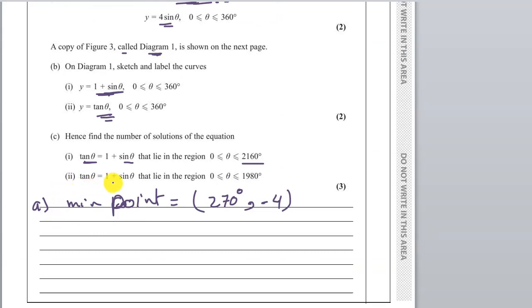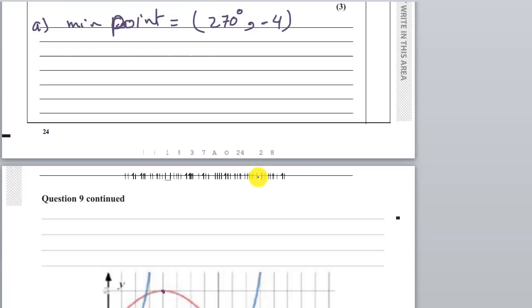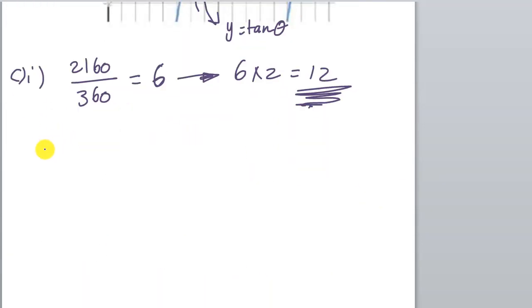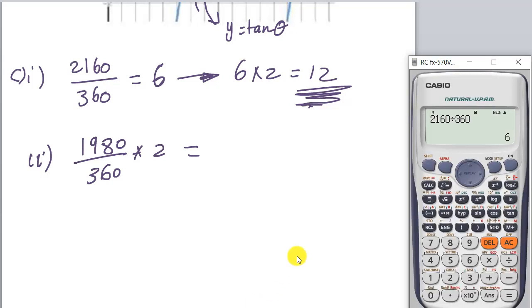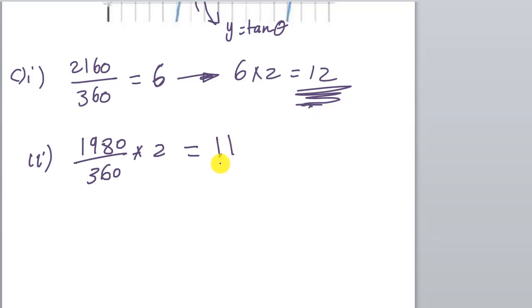The second one, tan theta is equal to 1 plus sine theta when it lies in 1980. The same solution actually. So 1980 divided by 360 multiplied by 2. So the answer here will be 11.